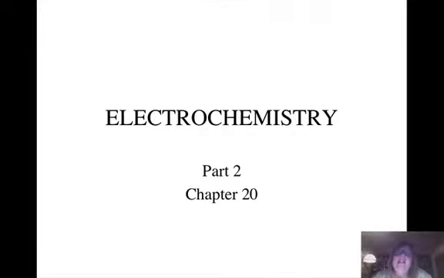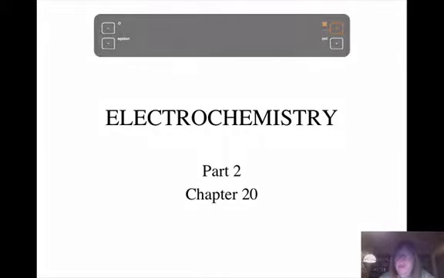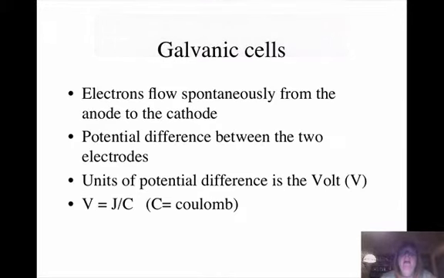Hi, this is our second video on electrochemistry. So we're in chapter 20 in Brown and LeMay. All right, so far we've learned about galvanic cells, and we know that galvanic cells are spontaneous and that electrons are flowing spontaneously from the anode, where oxidation is occurring, to the cathode, where reduction is occurring. Now, the potential difference between these two electrodes is what is driving this to happen.